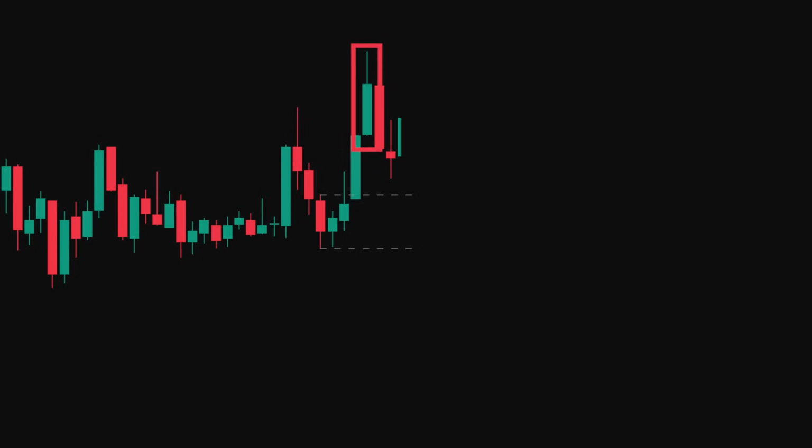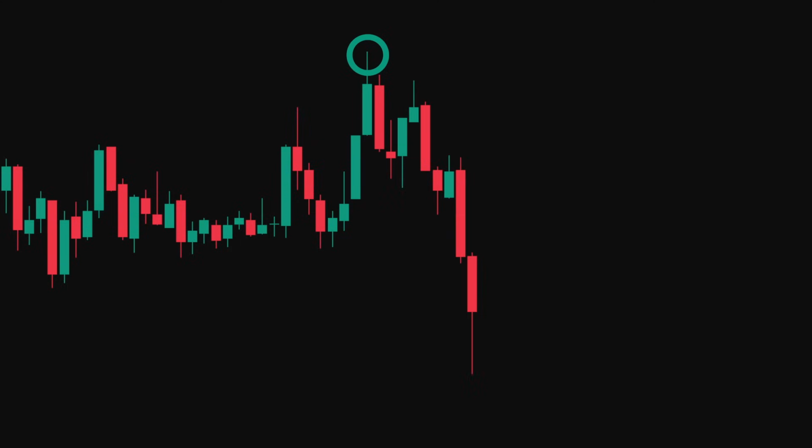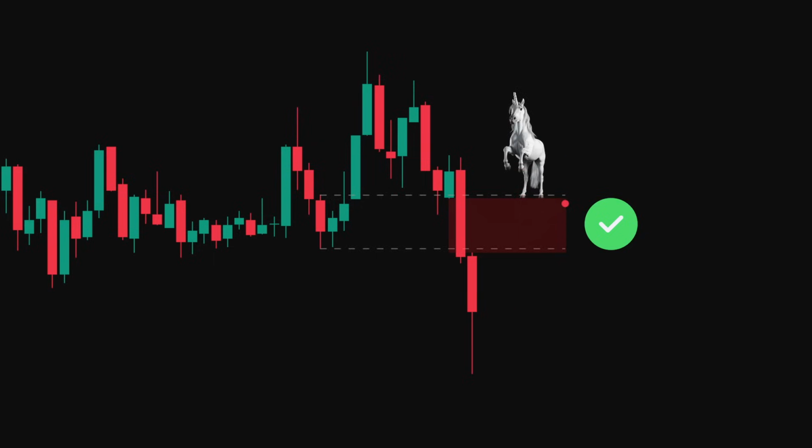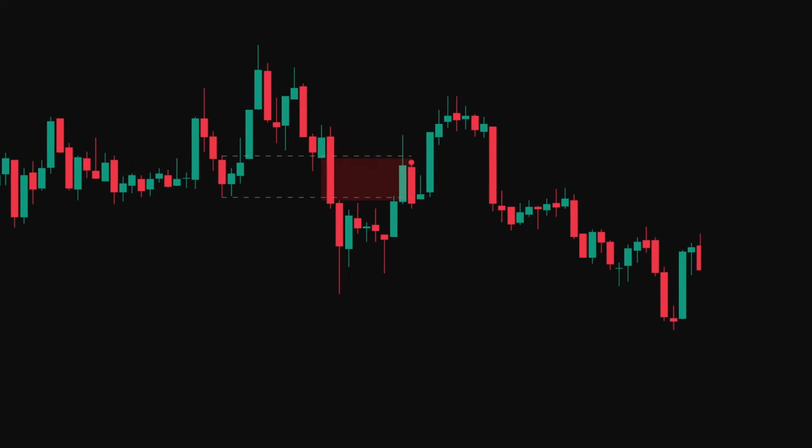For a short setup to take shape, the market must first push into a higher high, immediately followed by a lower low. That higher high isn't just a random move, it's a liquidity sweep. The drop that follows must break through the order block near that high, which transforms it into a breaker block. Now, during that move downward, a fair value gap must appear within the structure of the breaker block. That's the confirmation, the signal that the Unicorn Model is forming. At this point, price needs to retrace back into that zone, offering an ideal entry for a short trade.